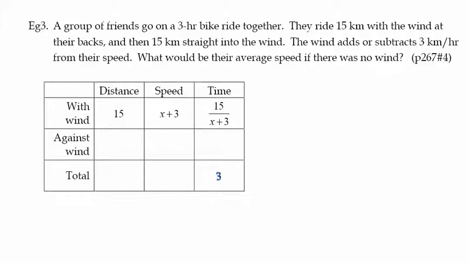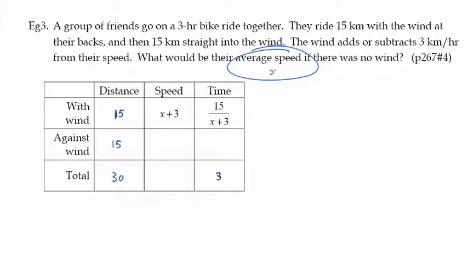With the wind, 15 kilometers. Against the wind, same distance. So altogether, the total distance traveled would be 30. I don't know if it will be useful for the problems or not, but I'm going to keep it there for now. The wind adds or subtracts 3 kilometers per hour from their speed. What would be their average speed?